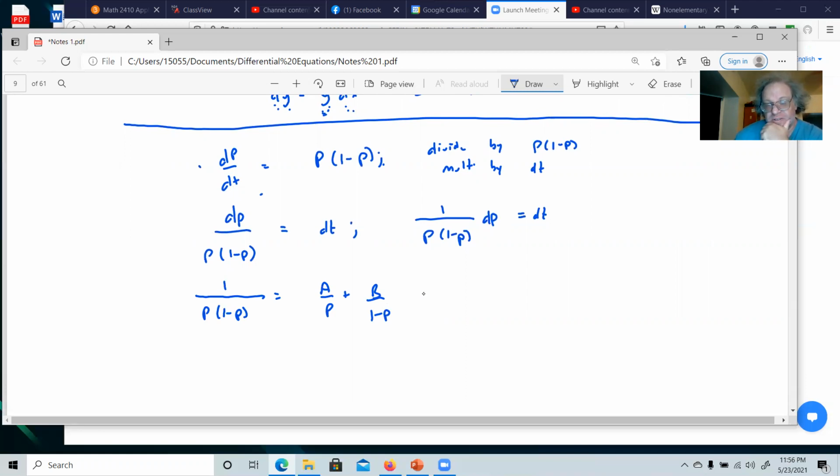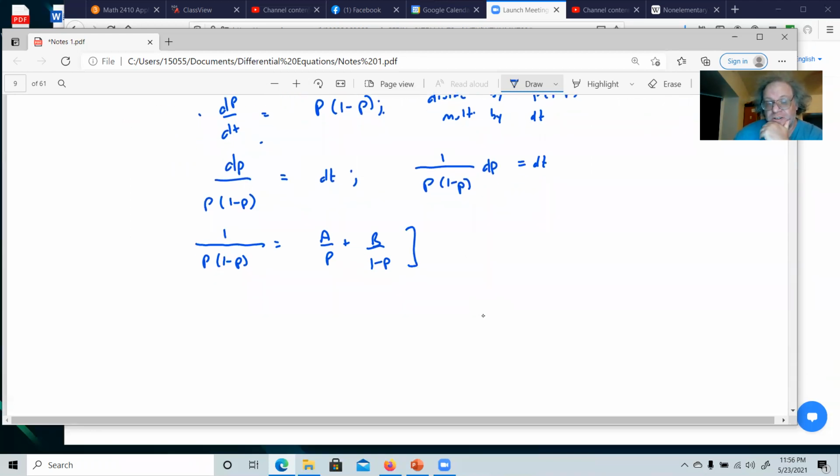Actually, I could put this on the other side and make this the left-hand side and that the right-hand side, because the first thing we're going to do to deal with this is multiply by p times 1 minus p, to clear the fractions, right? Because we don't like rational equations. We just multiply by denominators and not make them rational equations.